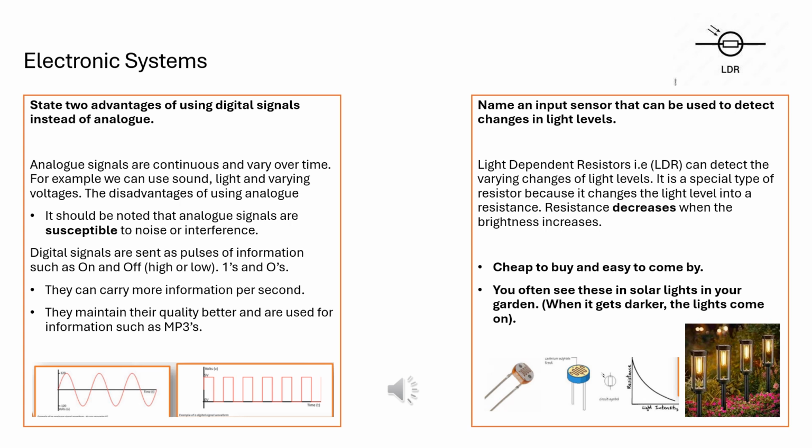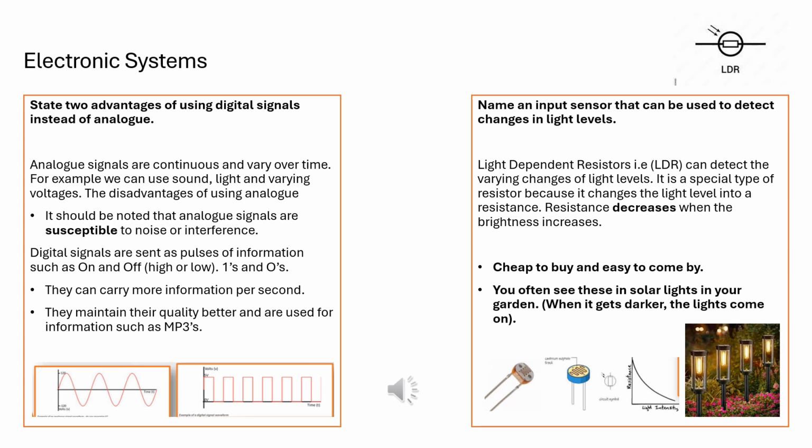So we can actually get interference from other cables. If you do computer science, you will know this as one of the networking questions when we're thinking about cabling. Digital signals are sent as pulses of information, such as on or off, so ones and zeros, and they can carry more information per second. And they do tend to maintain their quality better, and they're used for information sharing, such as MP3 files.